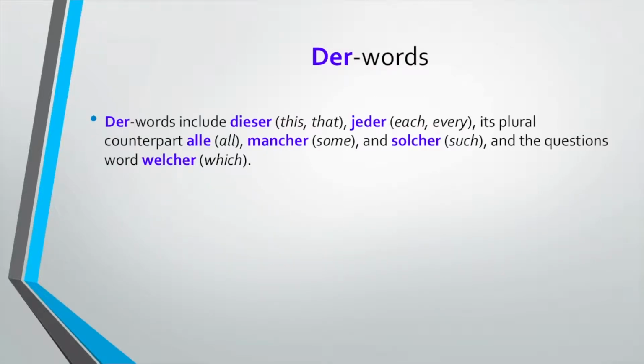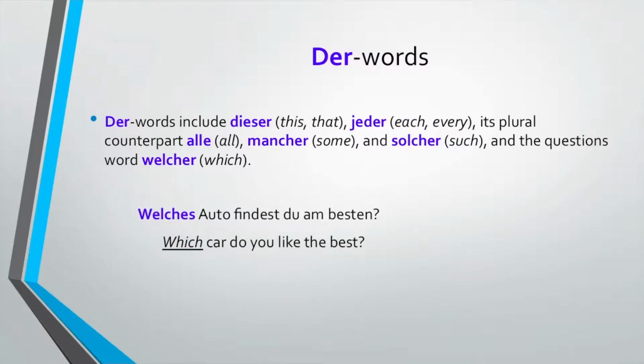Der words include dieser, which is this or that, jeder, each, every, its plural counterparts alle, all, mancher, some, and solcher, such, and also the question word welcher, which. "Welches Auto findest du am besten?" Which car do you like the best? Or "Ich finde dieses Auto am besten." I like this car the best.